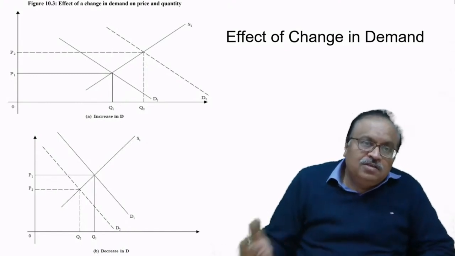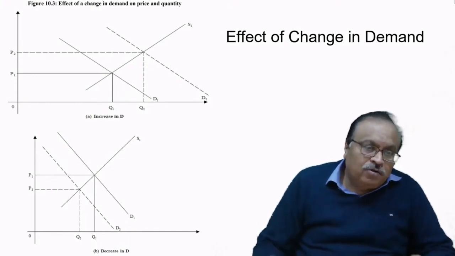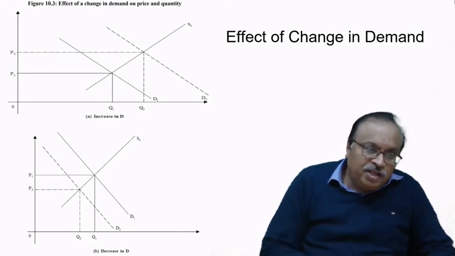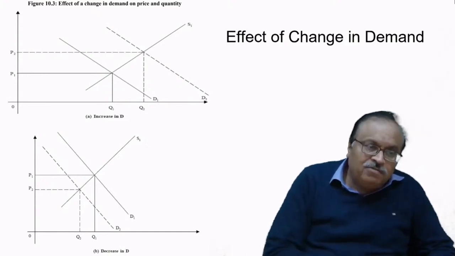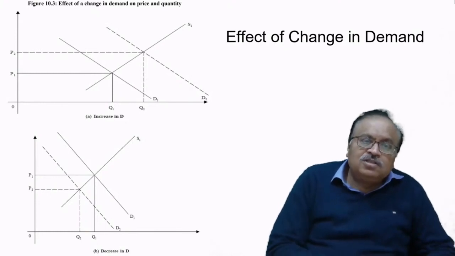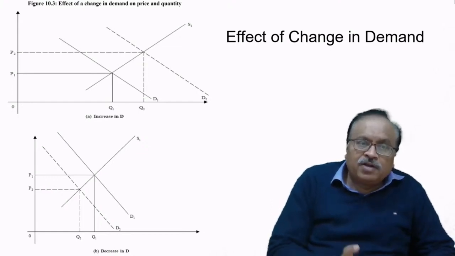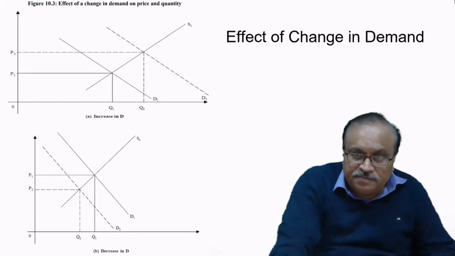For an increase, the curve moves to the right. For a decrease, the curve moves to the left. So from the demand D1, it moves to D2. For a quantity Q1 with the price P1, the quantity demanded will become less and the price will subsequently go down. So this is how increase and decrease in demand are reflected in terms of price and quantity.